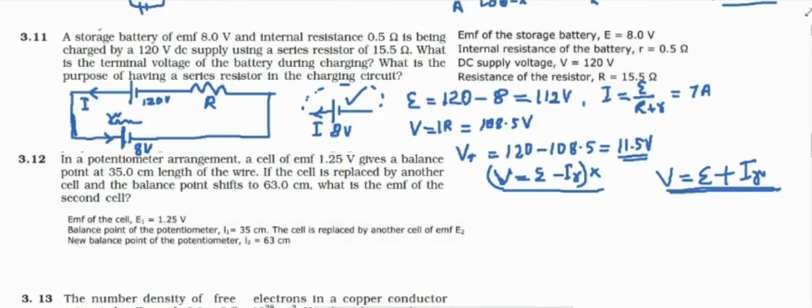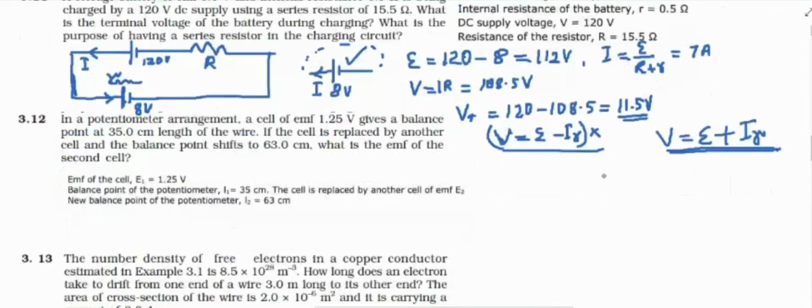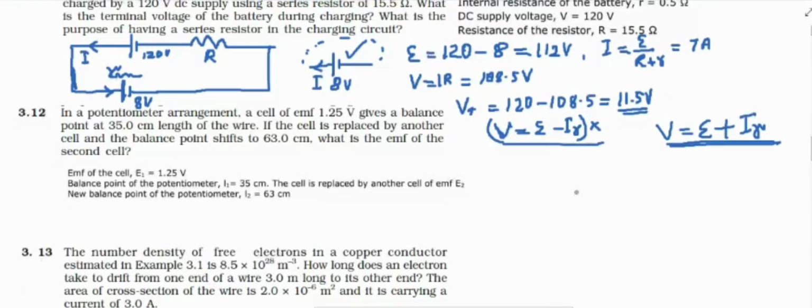Then the second part of the question: what is the purpose of having a series resistor in the circuit? Why should we connect a series resistor capital R in the circuit? Suppose capital R is not there, then what will happen? In the absence of capital R, if capital R is 0, then current becomes epsilon by small r, and epsilon is 120, small r is 0.5. So it becomes around 240 ampere current.